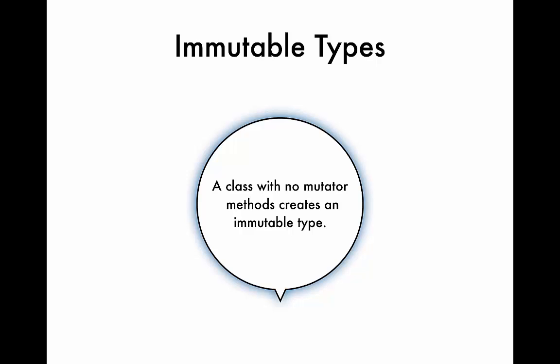Take a look at the string methods in the Java API. The methods all return values, and none of them modify the value of the string. In other words, the string class does not have any mutator methods. It's a great example of an immutable type.